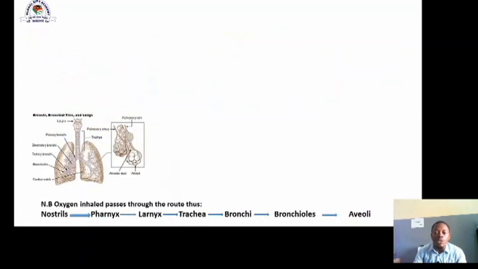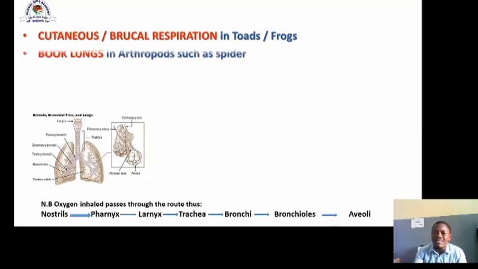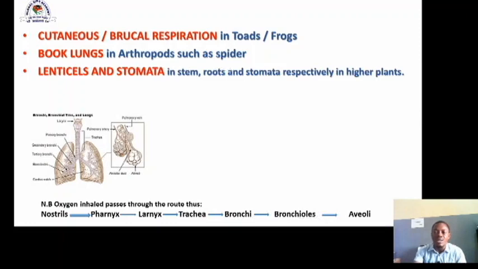Now we have lung respiration and also cutaneous respiration. Cutaneous respiration occurs in toads and frogs, as well as in earthworm, using their body surface, the moist skin, to exchange gases. Now, looking at the book lung in arthropods, particularly in arachnids such as spider, the tick, and all of that. Those are arthropods, particularly the arachnids. They possess book lungs for gaseous exchange.